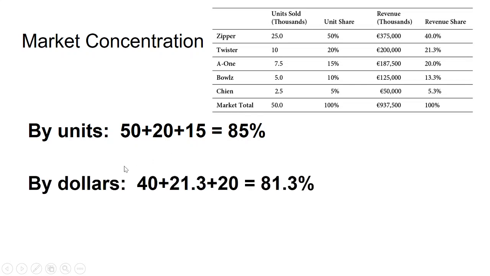By dollars or revenue, actually it should be euros here, you've got 40 plus 21.3 plus 20, which gives you market concentration of 81.3%. So the market is a little bit more concentrated by units than it is by dollars. In other industries, market concentration may be much, much lower if there are many more competitors.